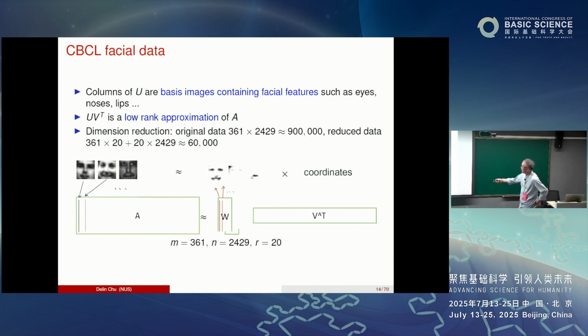Okay, if so, then let's consider what dimension reduction means. The original data contain about 900,000 elements, while the reduced data contain just 60,000 elements. Now this is matrix A. This is U. Now we approximate it by U V transpose.